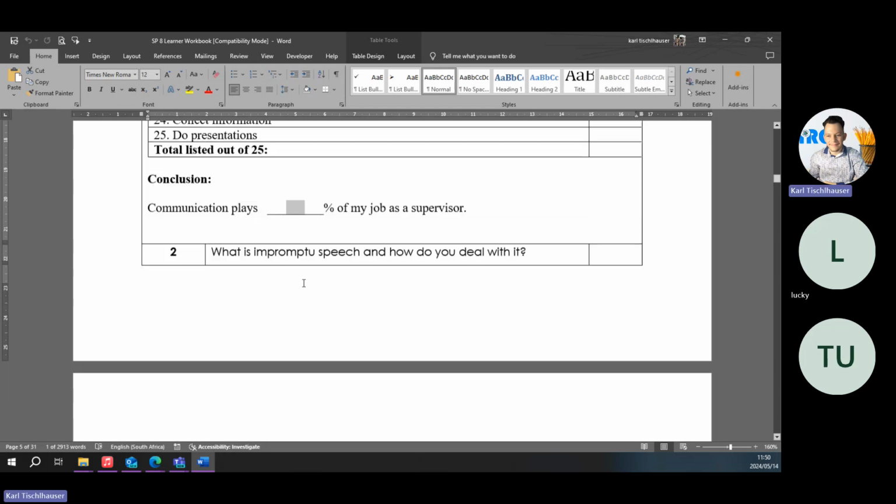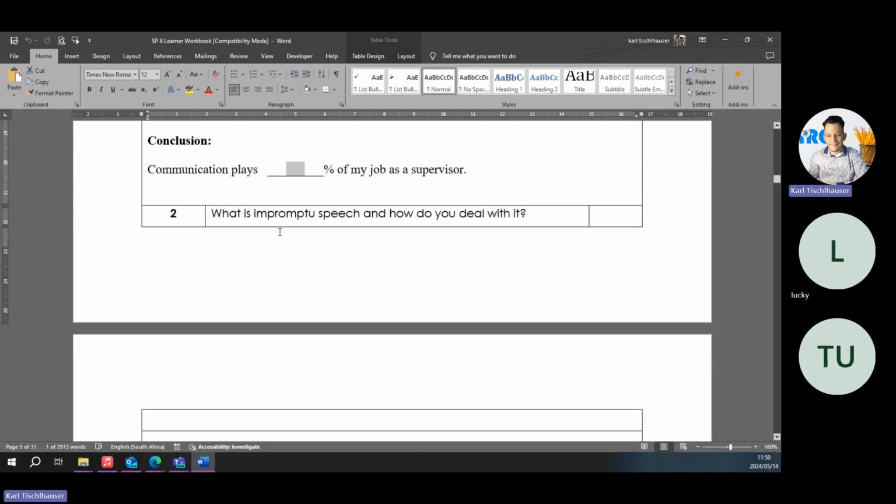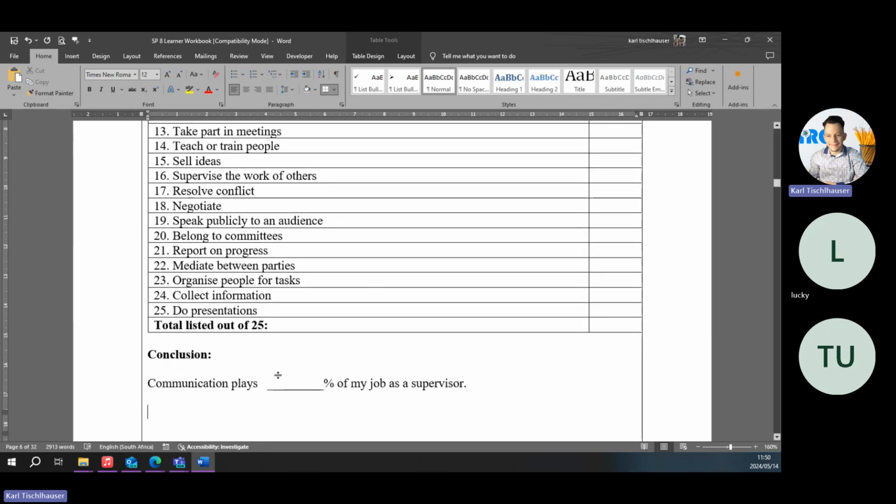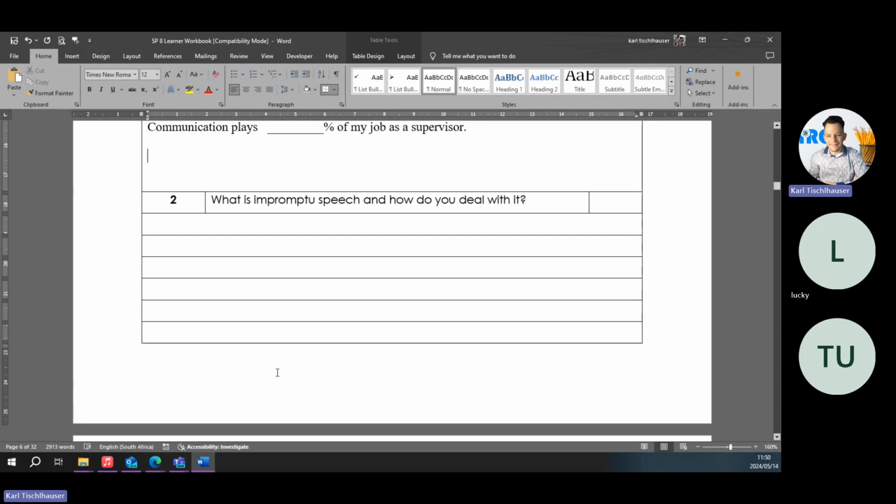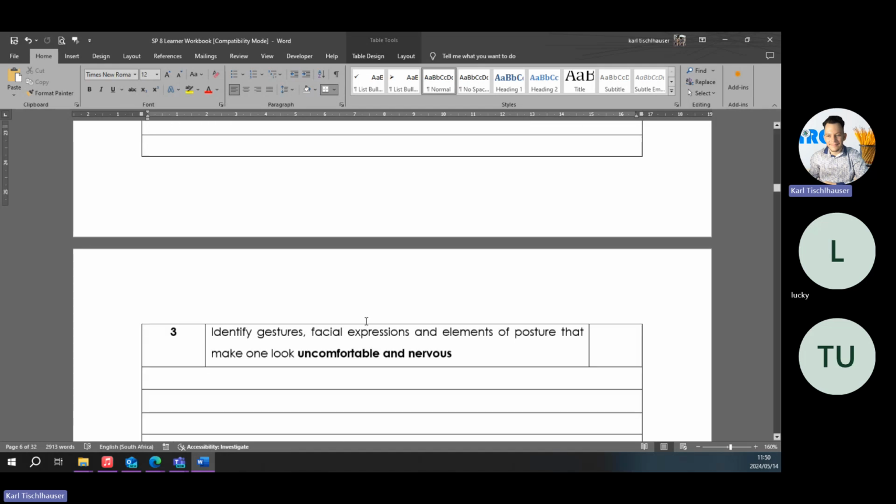Then it says, what is impromptu speech and how do you deal with it? Impromptu speech is when you do a speech on the spot, you make it up on the spot. There are many different approaches you can take. I think maybe just remain calm, try and address the objective or the issue at hand, and where you don't know, try and curtail. So keep it short if you don't know the particular area or thing you're talking about.